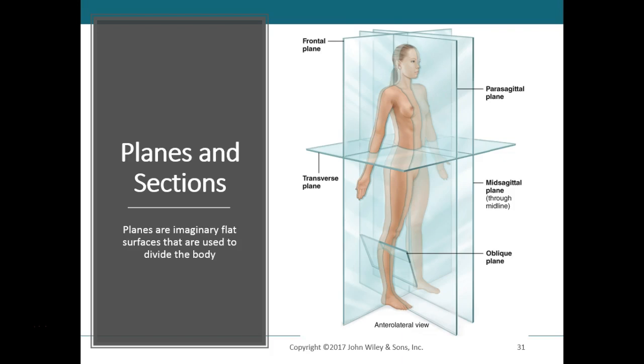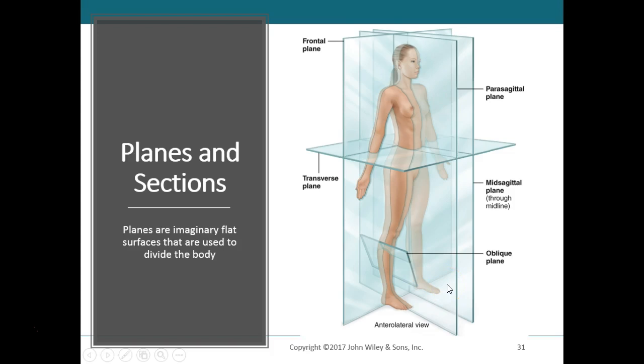All right, sometimes we want to talk about a particular view of a human body. So we look at planes and sections. Planes are imaginary flat surfaces that divide the body into different areas. So a frontal plane is a section that divides the body into a front and a back. Okay, transverse divides into an upper and lower. Sagittal divides the body into a right and a left side, and oblique is at an angle.